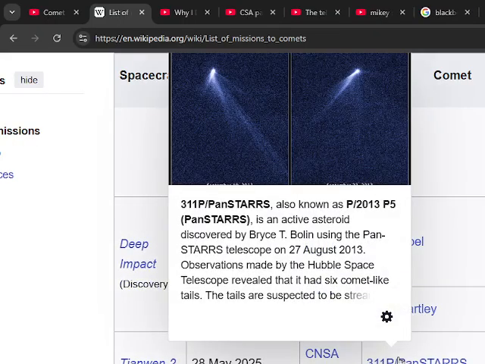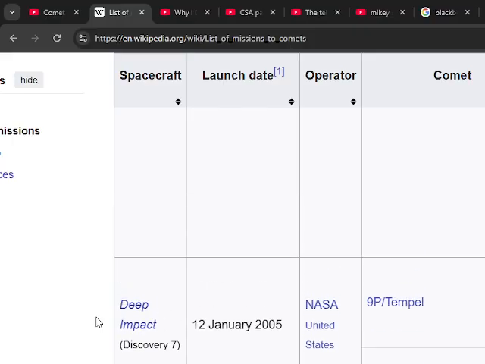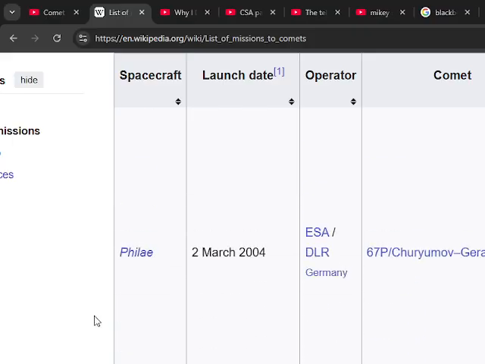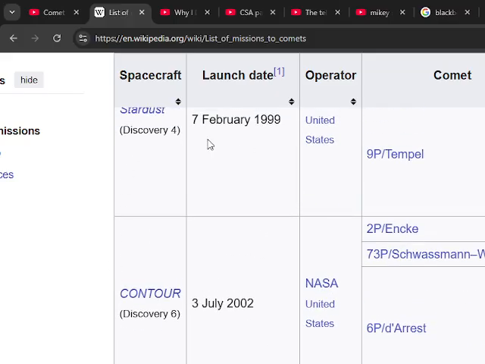And then you have Deep Impact, which went to 9P Tempel and 103P Hartley. And then you have Chang'e, by the Chinese Space Agency, which went to 31 Pan-STARRS. It's en route at the moment. So there's been plenty of missions to study, and we've actually had sample return missions, so we know what's in the tail of the comet.